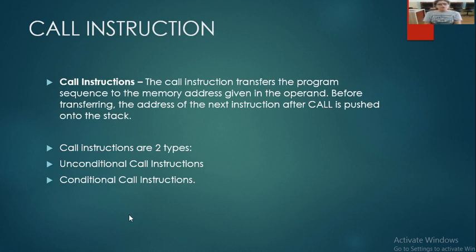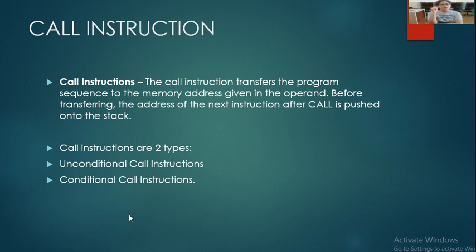Like I have already told you in C++ programming, we can call a function. Calling a function means that when we call that function, it performs its own task. Similarly, we use the call instruction in this 8085. The call instruction transfers the program sequence to the memory address given in the operand. It means it will transfer the control to that particular location.